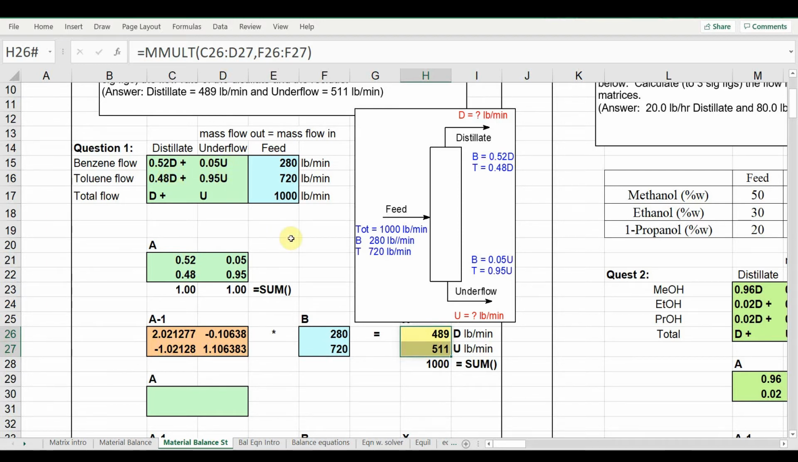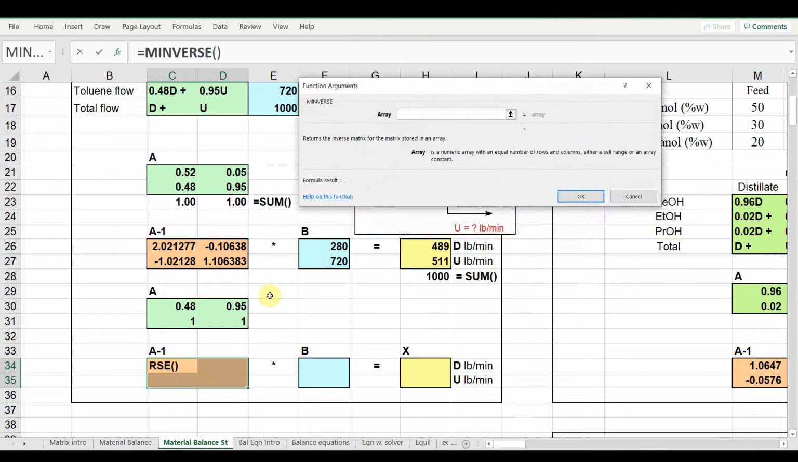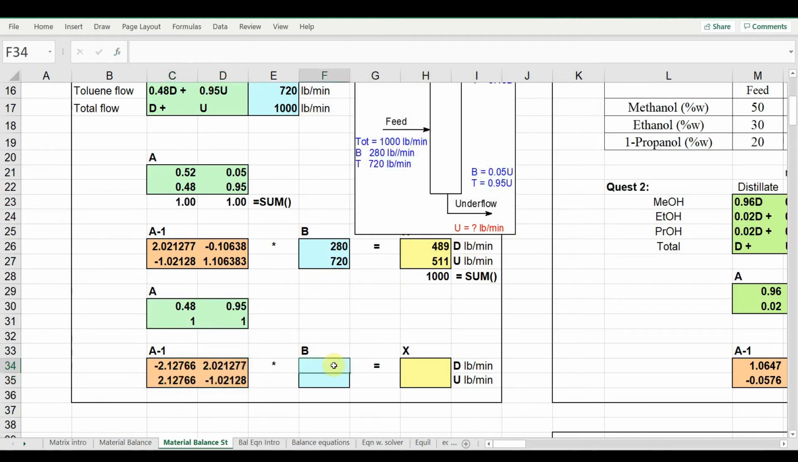Now it really doesn't matter which two equations you choose. Let's then, just as a check, use the second two equations for the same process. So the second matrix I'm writing is 0.48 and 0.95 and 1 and 1. The inverse matrix: select the 2 by 2 array. We want the inverse of matrix A. Say OK. There's the inverse matrix. Now the matrix of the constants in this case will be the last two equations, 720 and 1000.